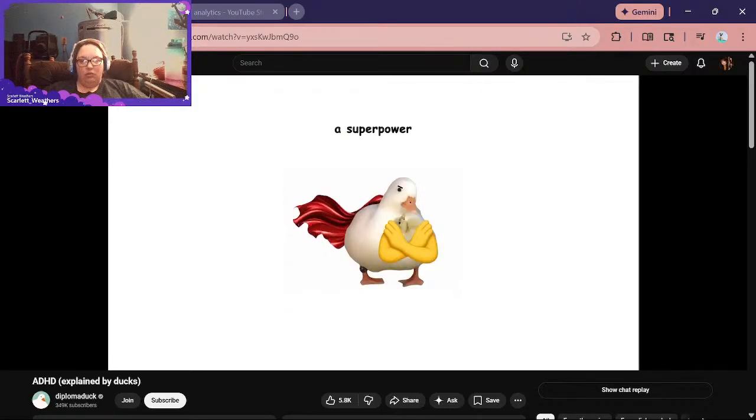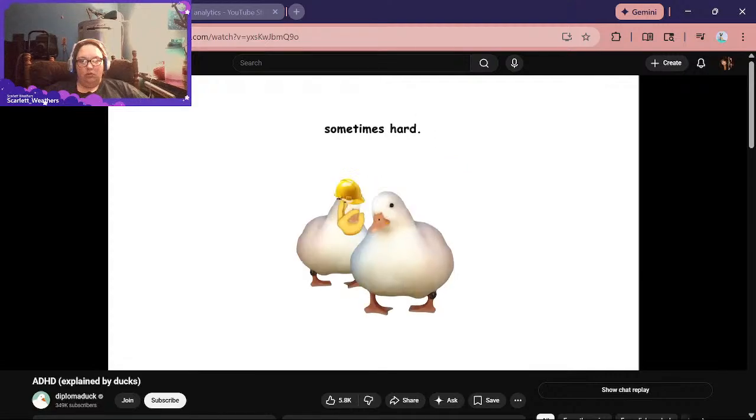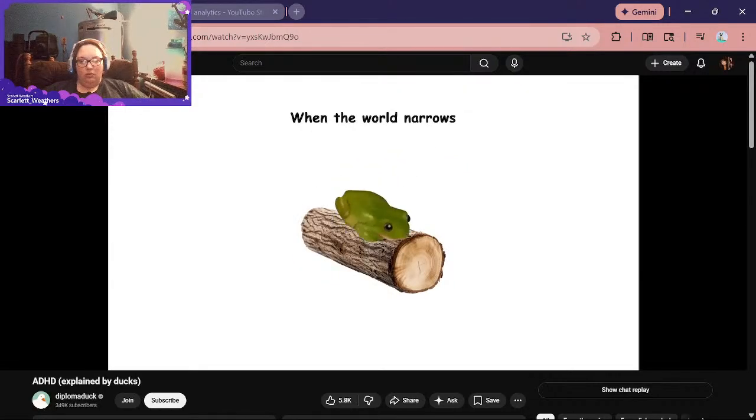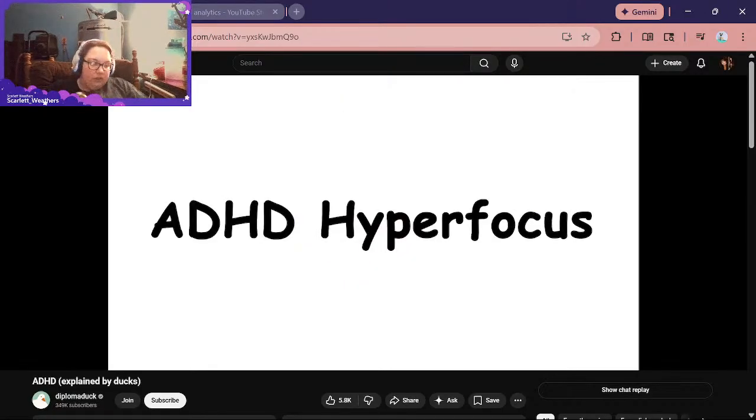ADHD is a superpower if used correctly. Sometimes easy, sometimes hard, sometimes both. Always a good duck. When the world narrows, this duck locks on. Watch the tunnel form. ADHD hyperfocus.